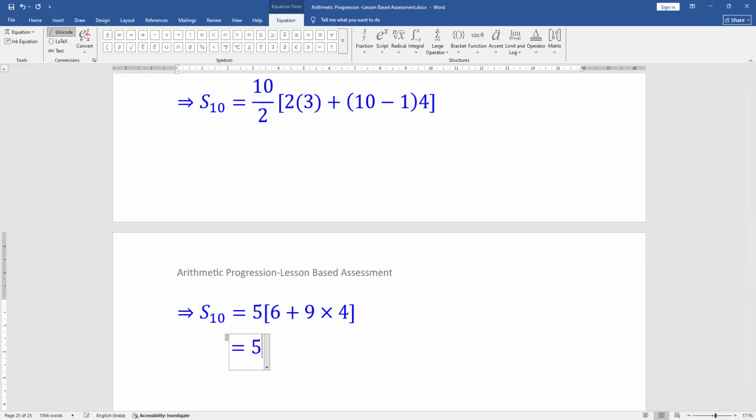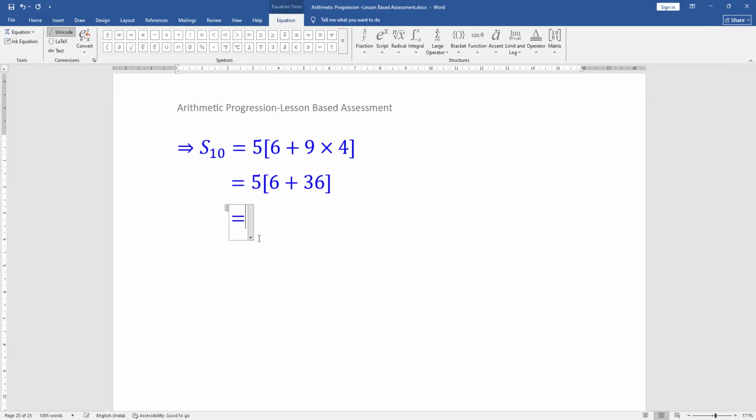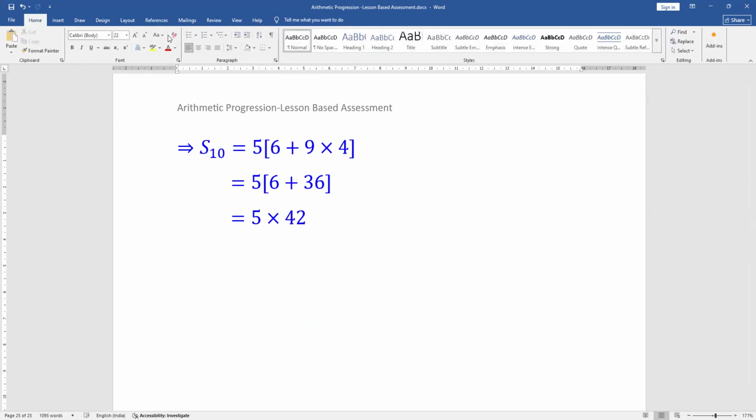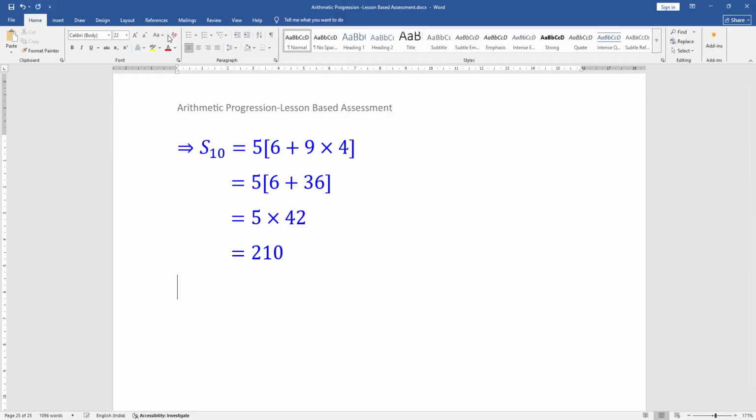Then 5 bracket open, 6 plus 9 times 4 is 36, bracket close. Then equals 5 into 6 plus 36. 6 plus 36 is 42. Correct? Then 42 into 5 is 210. Hence, the sum of the first 10 terms of the given AP is 210.